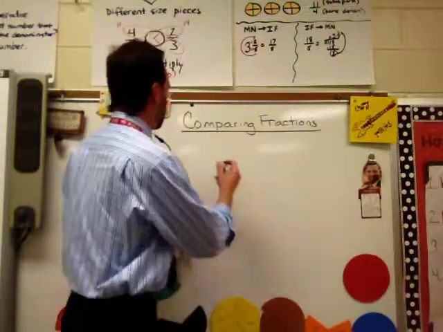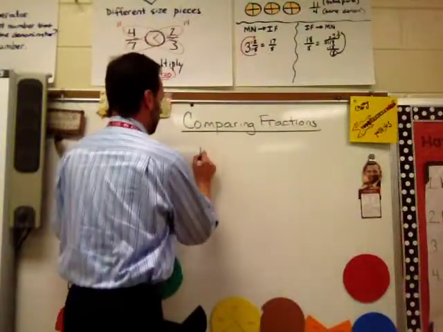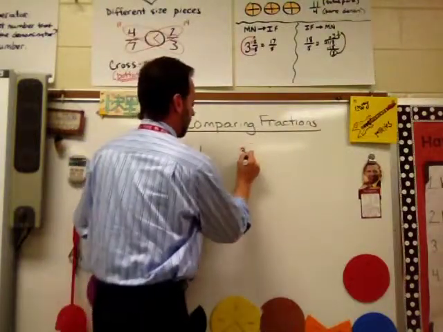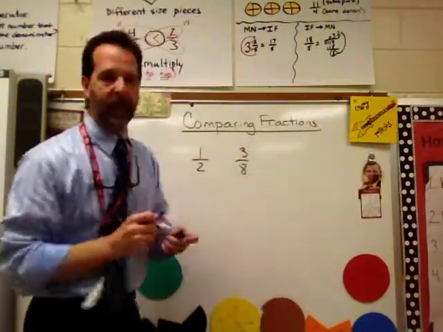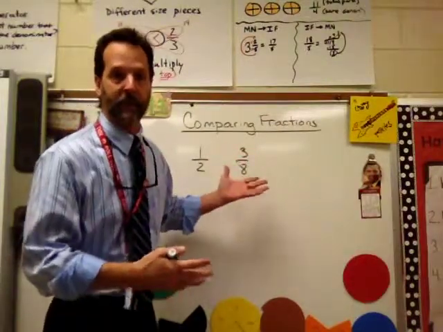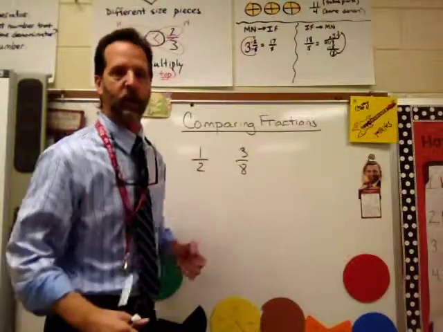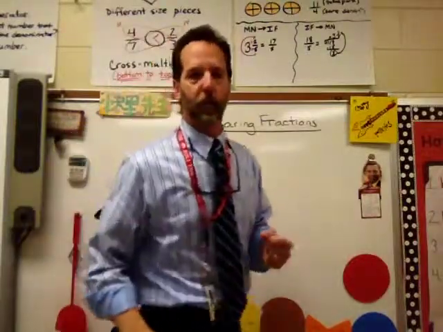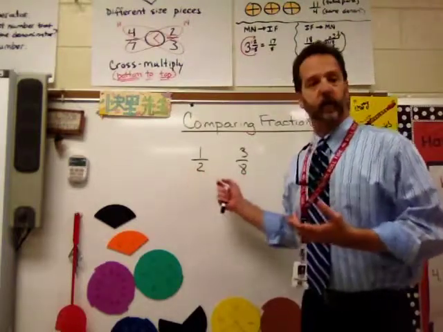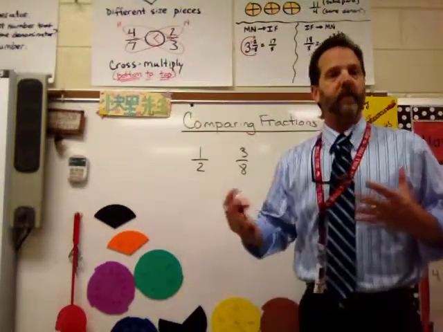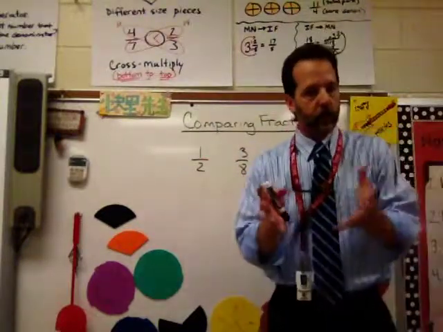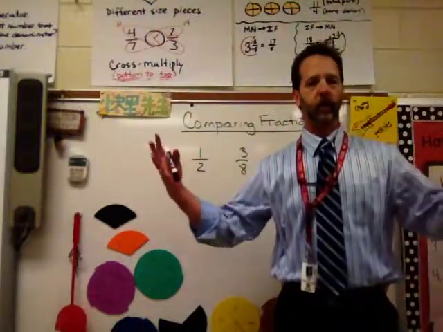For example, they may see 1/2 and 3/8. And automatically they think, well, this fraction has 3 pieces. It's got to be bigger than this one because it only has 1. But here's the problem. You have to look at your denominator. Because the denominators are different, the pieces are going to be in different sizes. That's what a denominator tells us. The smaller your denominator, the larger your pieces.